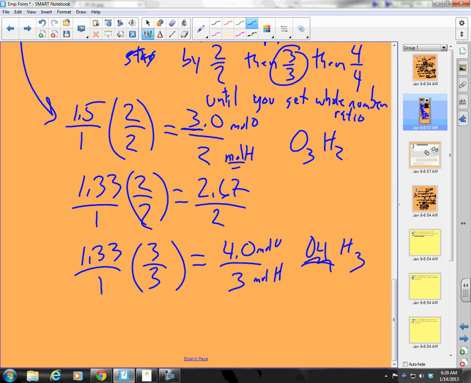And that all depends, once again, on the actual problem. Don't get hung up on the moles of O or H. Those atoms can change depending on the formula, right? So that's what I mean.